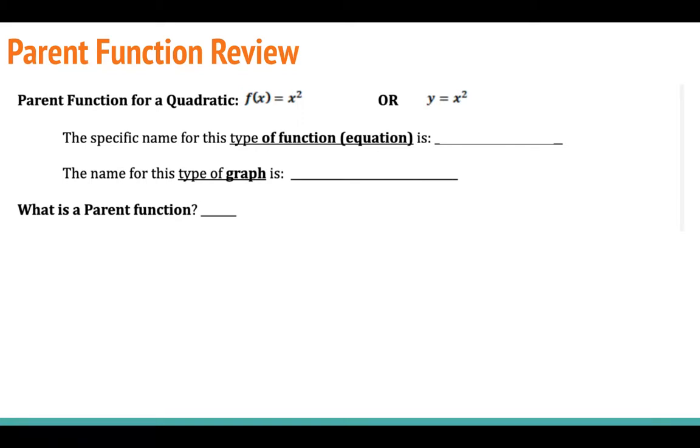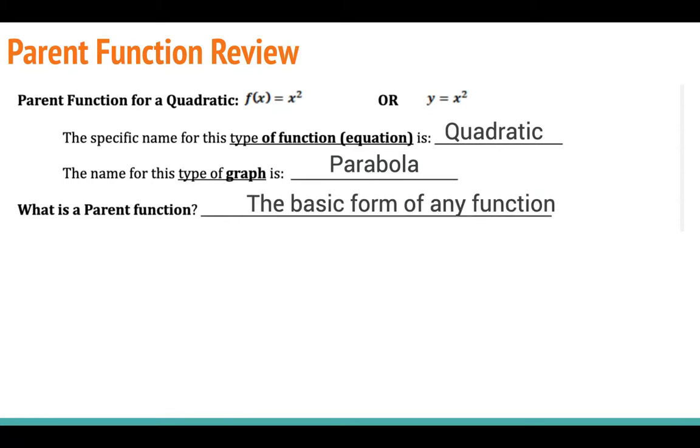So again, we are dealing with x squareds, so f of x equals x squared or y equals x squared. So that is a quadratic equation. The graph of it is a parabola, okay? And parent functions, when we talk about this, are just the basic form of any function. So y equals x squared, y equals x to the third, all parent functions.